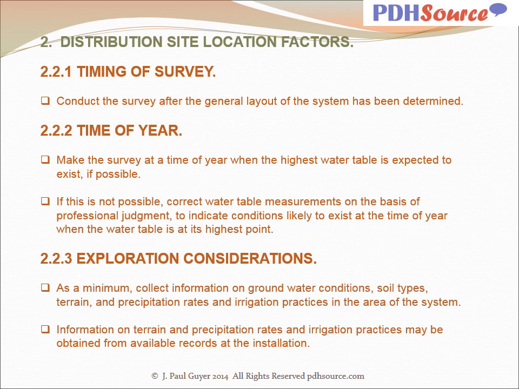As a minimum, collect information on groundwater conditions, soil types, terrain, and precipitation rates and irrigation practices in the area of the system. Information on terrain and precipitation rates and irrigation practices may be obtained from available records at the installation.